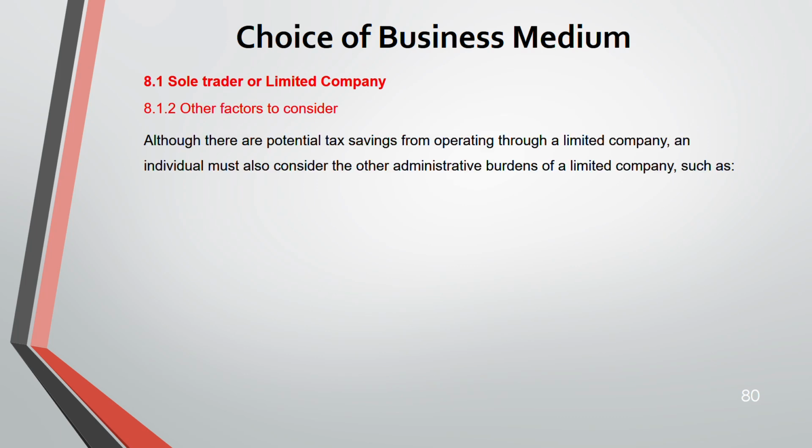Now, other factors you have to consider. Even though there are tax savings that you can get from operating as a company, there are other administrative burdens of operating as a limited company, like legal responsibilities of being a director. Remember, when you're answering, you have to bring out these factors as well, not just the calculation part. They will ask you both.